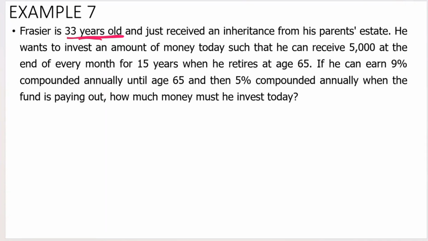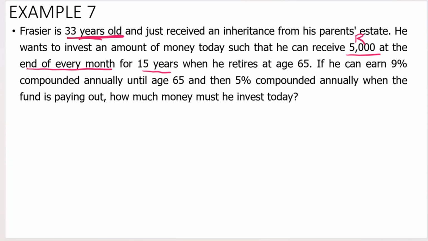He said he wants to invest an amount of money today. Today he's 33 years old. He wants to invest that money such that he can receive 5,000. This is your R, 5,000 at the end of every month. Okay, so this is an annuity. End of every month is the payment. End of every month suggests that you are working with an ordinary annuity. Okay, because the 5,000 payments are made at the end of every month for 15 years.